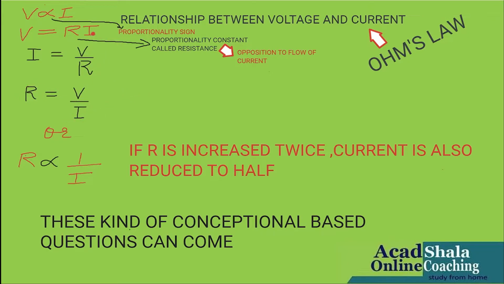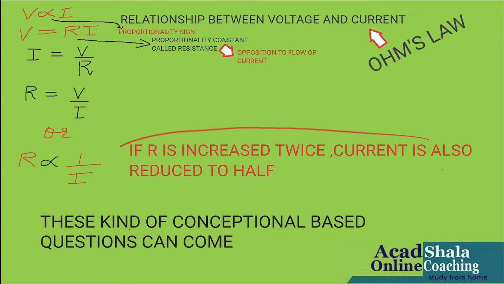So with the help of this king formula, we can create other formulae also according to the demand in the numerical, whatever is asked in it. Now, we can also write that R is inversely proportional to current. So this is the expression, we also know it. Now, if I say that if R is increased twice, so what will be about current? That is, if R is increased twice, current is also reduced to half.